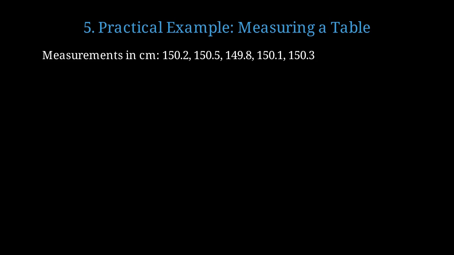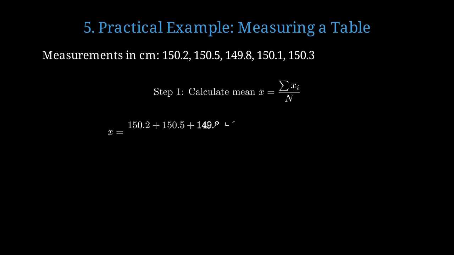Let's work through a complete practical example measuring a table length. Suppose we measure a table 5 times and get the following values in centimeters: 150.2, 150.5, 149.8, 150.1, and 150.3. Step 1. Calculate the mean by summing all measurements and dividing by n. The mean equals 150.2 plus 150.5 plus 149.8 plus 150.1 plus 150.3, all divided by 5, giving us 150.18 centimeters.